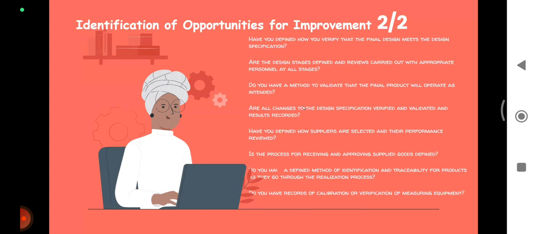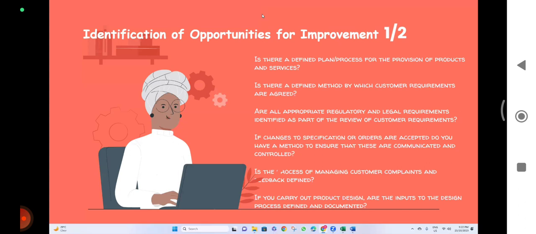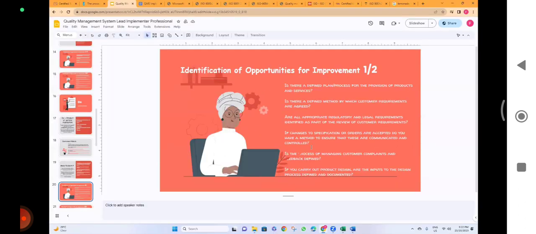But here, this is now the second list that you have. Is there a defined method of identification and traceability for products as they go through the realization process, or do you have records for calibration or verification of measuring equipment? So these opportunities for improvement, this is now what you need to list down as a lead implementer. This is now what is going to help you to formalize or to complete this step that you have here.